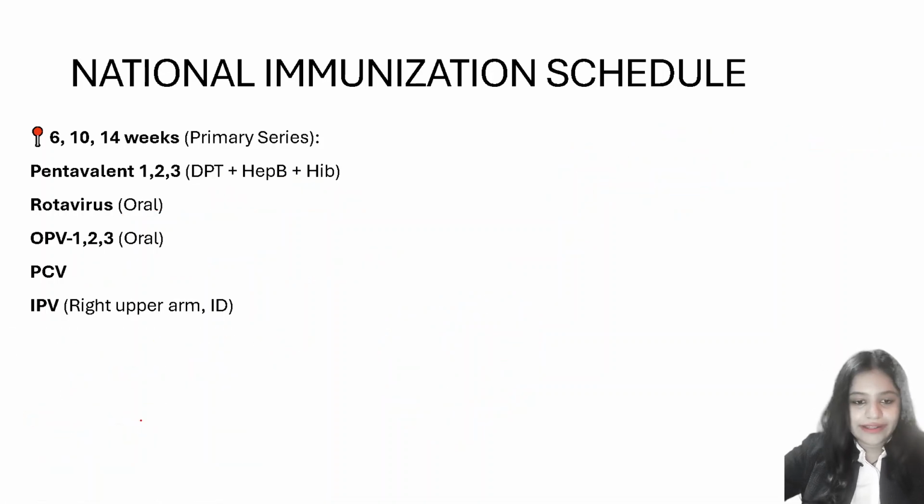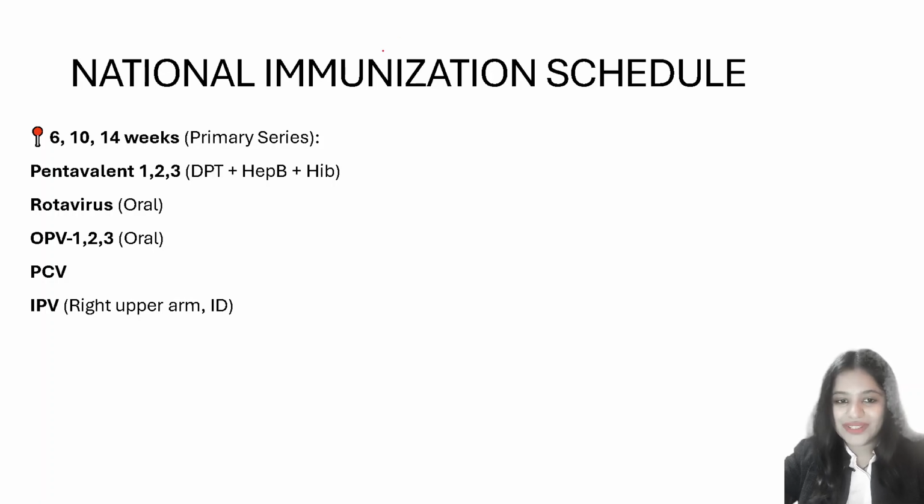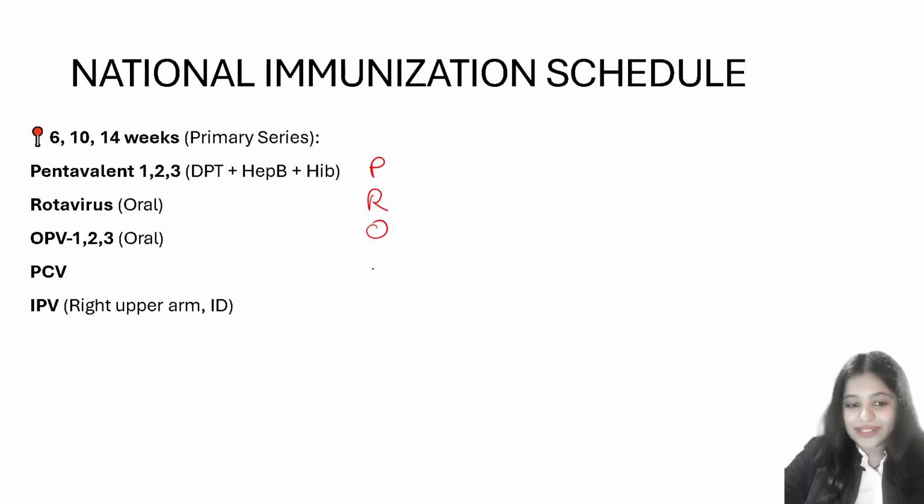Now, again, if you have problems remembering it, I have another mnemonic for these 6, 10 and 14 weeks. As the baby progresses from birth to the 6, 10 and 14 weeks, it becomes pro. It becomes pro in what? It becomes pro in playing.